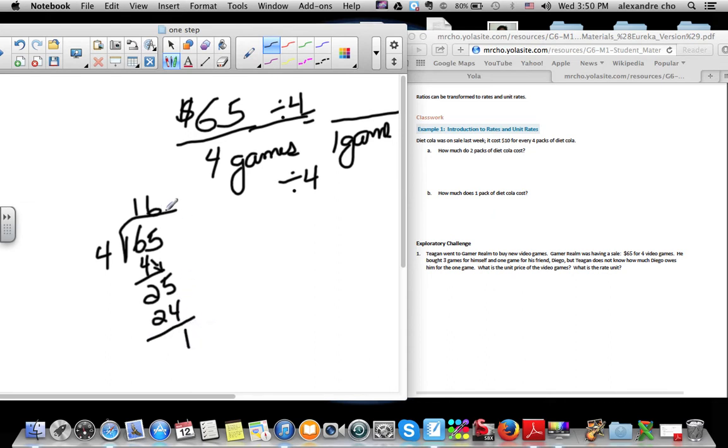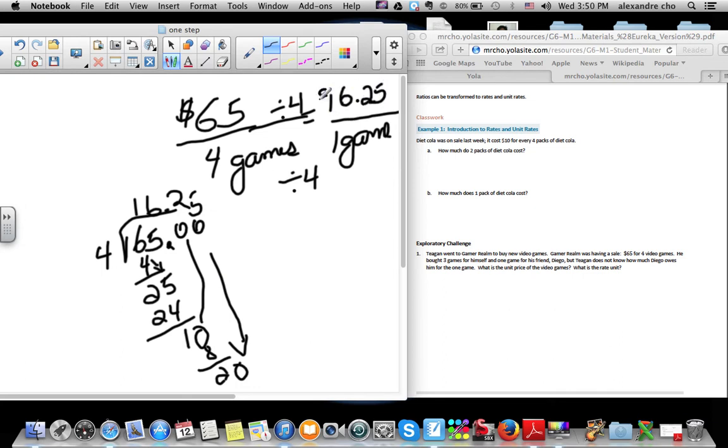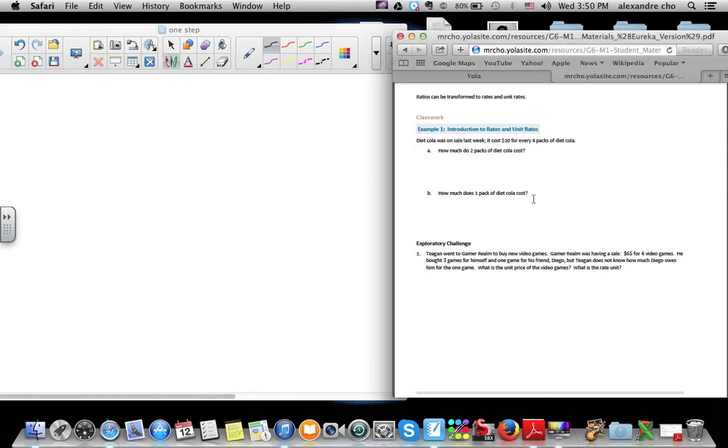And 1 is left over. I can continue this because it's money. So let's continue. Add a decimal. Bring my first 0 down. And 4 goes into 10 2 times. And that's an 8. 2 left over. I'm going to bring another 0 down. Oh, look at that. Nice and pretty. And 4 goes into 20 5 times. So each game is $16.25. And that's our unit rate. Next page, and let's go to the next page on this one.